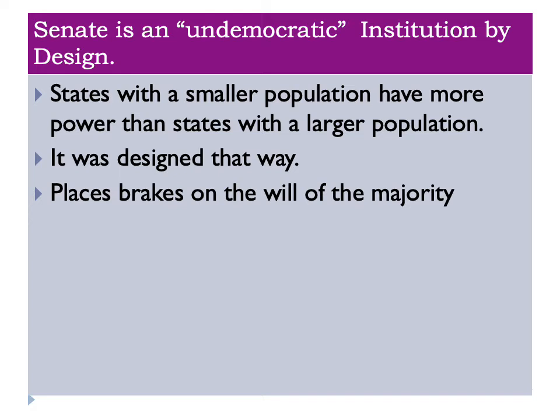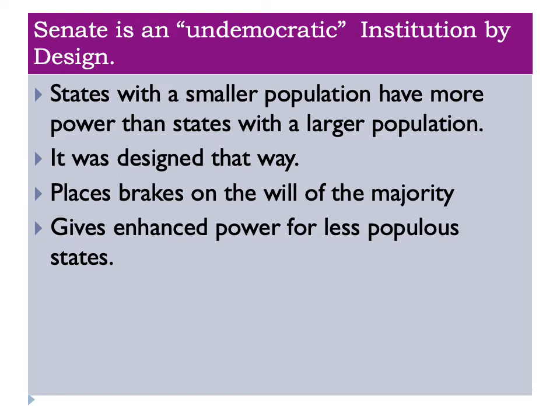Keep in mind that our framers, while they saw the good aspects of majority rule, also realized that the majority can act as a tyrant, that if every decision is made by 50% plus 1, then those folks in the 49% never get their voices heard. So they wanted to make sure that our institutions were designed to place a brake on the will of the majority, and to give enhanced power to the less populous states. And so the Senate is undemocratic, but by design, and there's a lot of wisdom in putting the brakes on the straight up will of the majority.